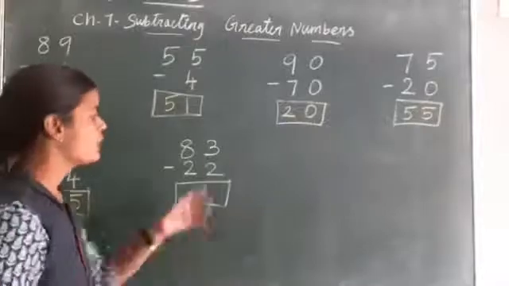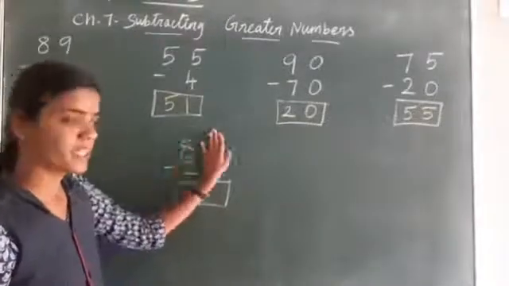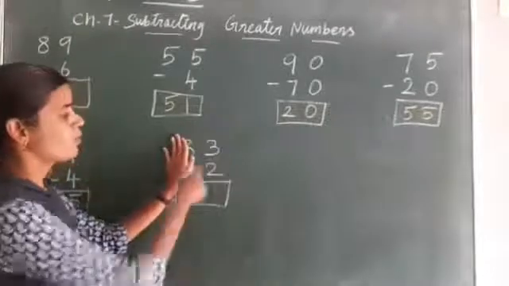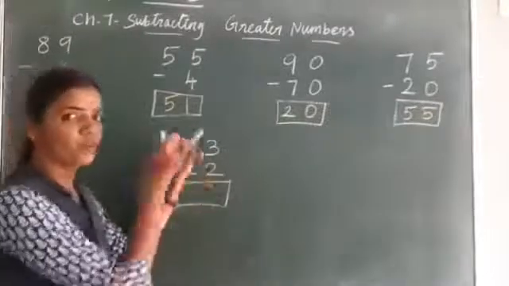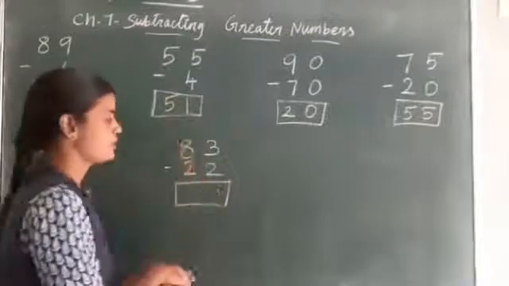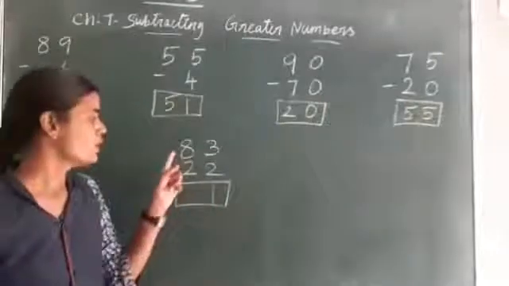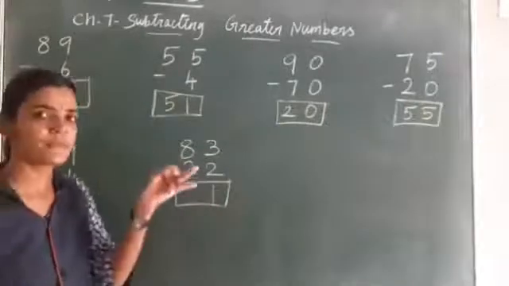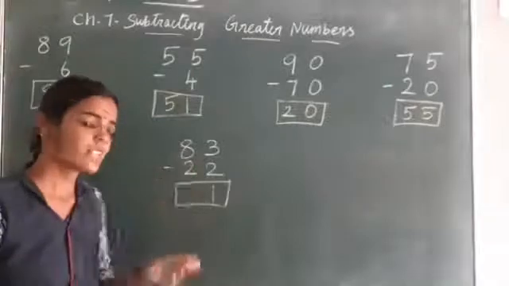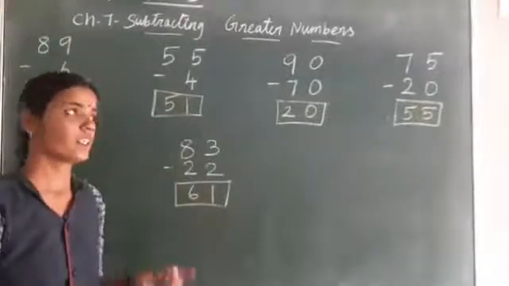So 83 minus 22. First ones place, next tens place. So ones place: 3 minus 2. So move backward 2 steps. 3 before, 2, 1. Next, 8 minus 2. So 8 before 2 steps: 8 before, 7, 6. So the answer is 61. Answer is 61 like that.